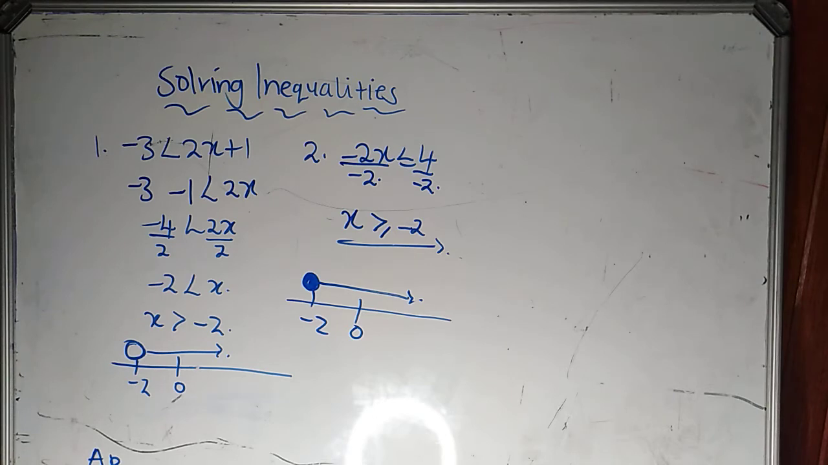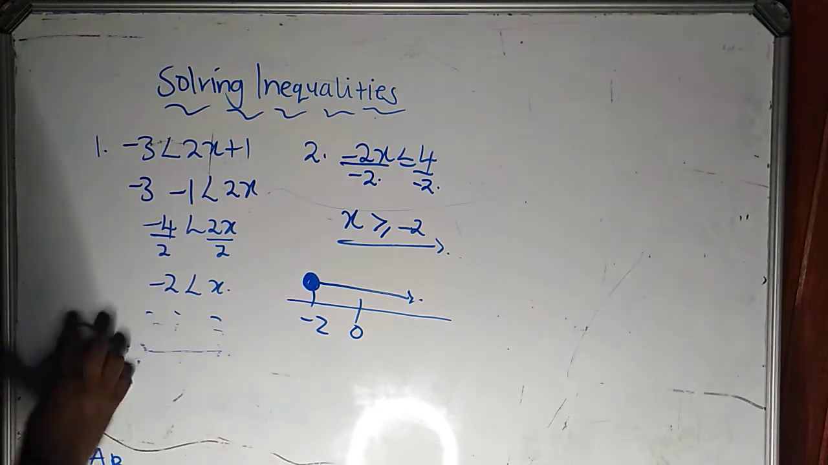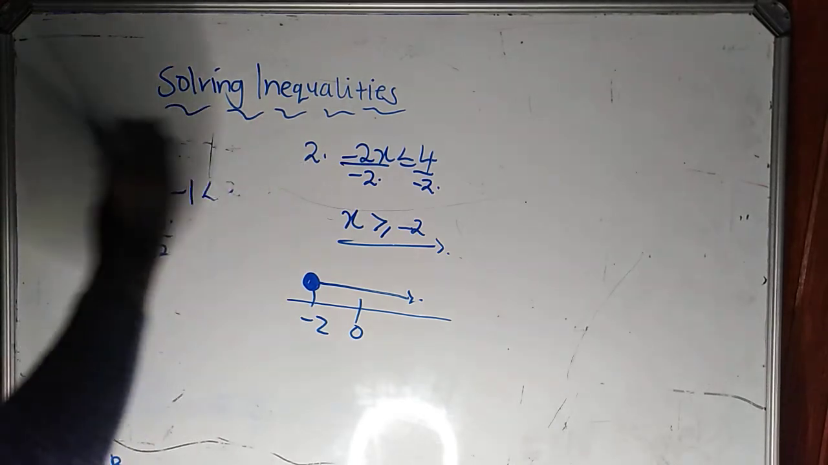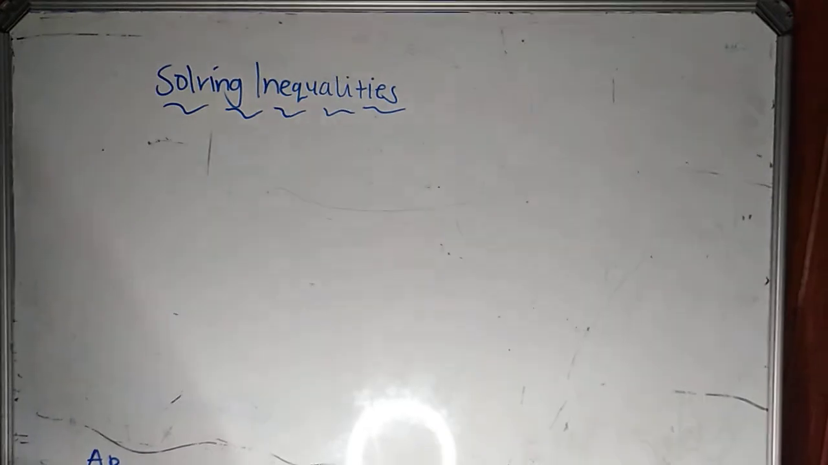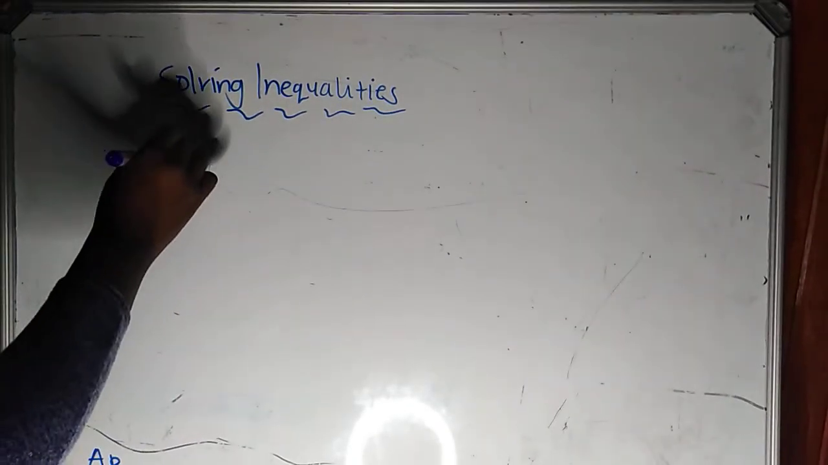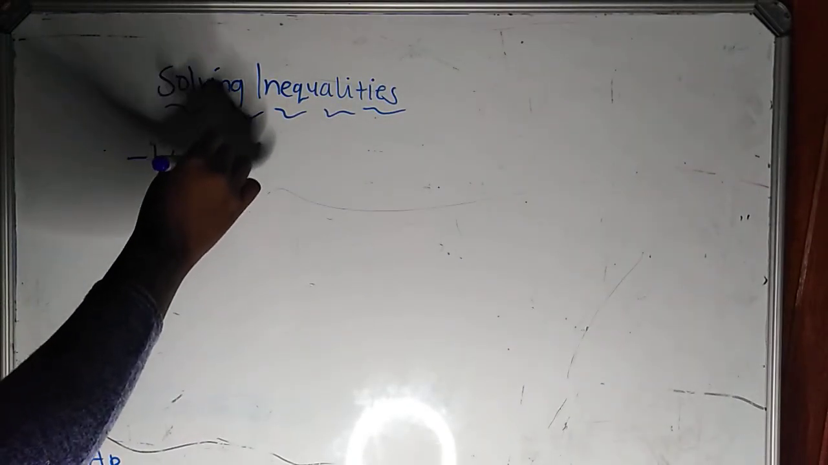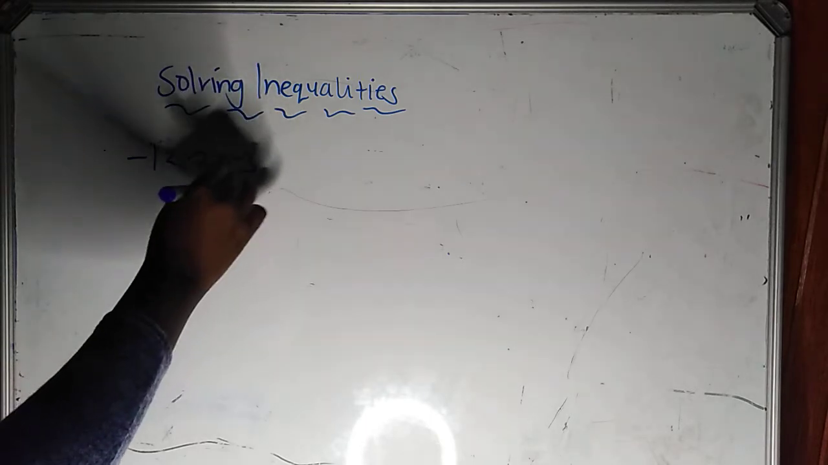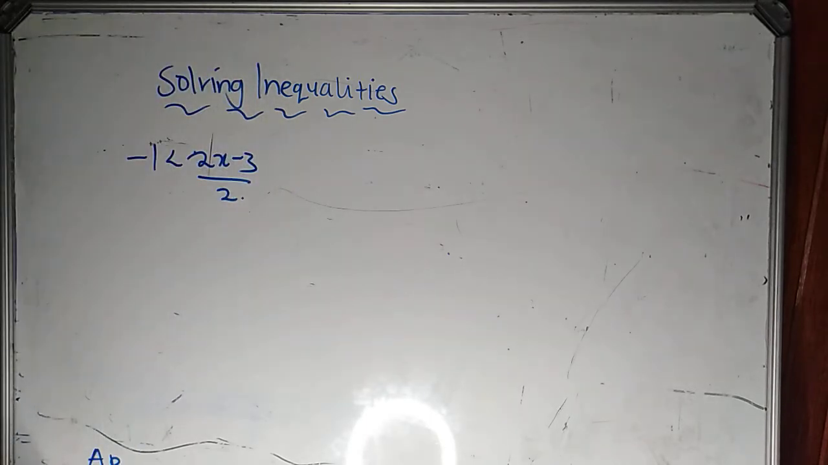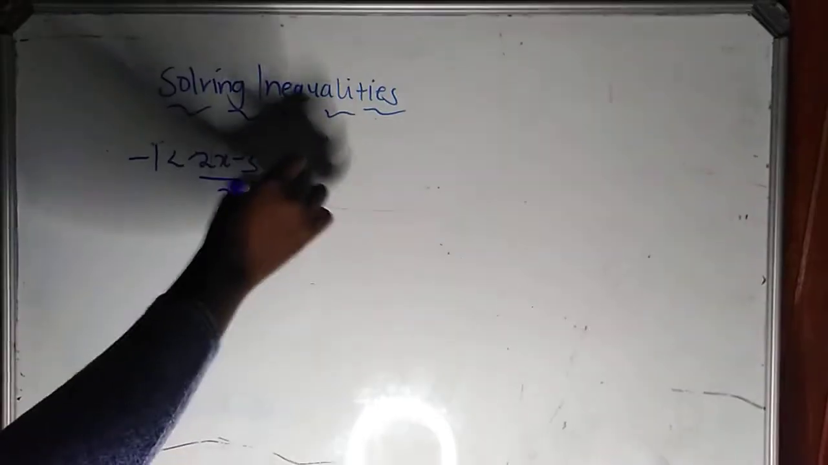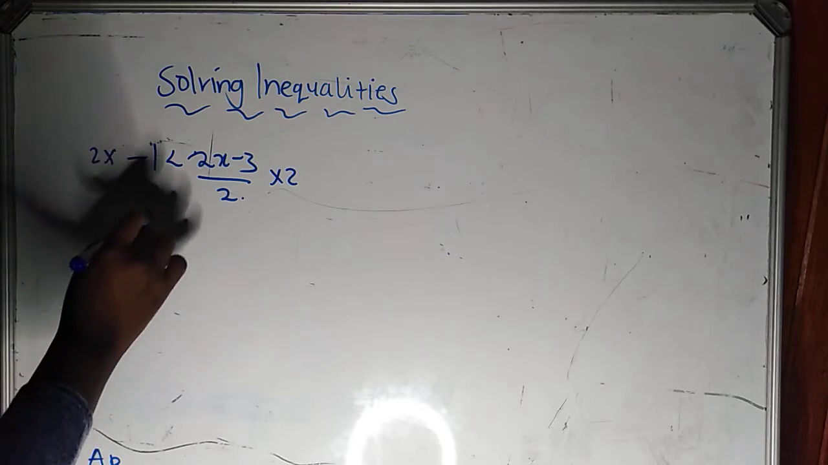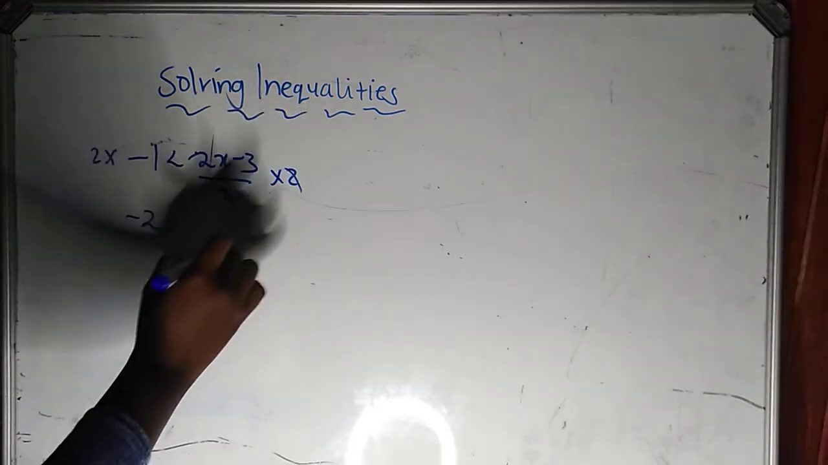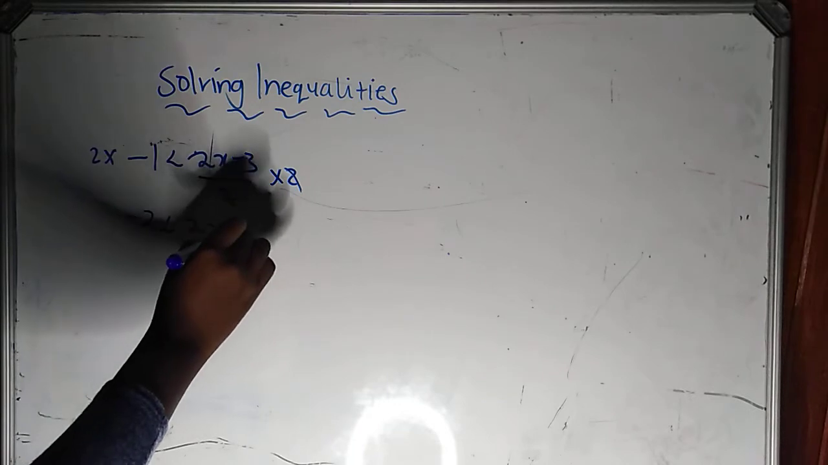And then our third question, it has a fraction. I hope you still remember whenever you're given a fraction, the first thing that you need to do is to clear fractions, right? We are given minus 1 is less than 2x minus 3 over 2. So since we are given a fraction, the first thing that we do is to clear fractions, right? We'll multiply by 2 both sides. Minus 1 times 2, we get a negative 2, less than, the 2's are going to cancel out, 2x minus 3.